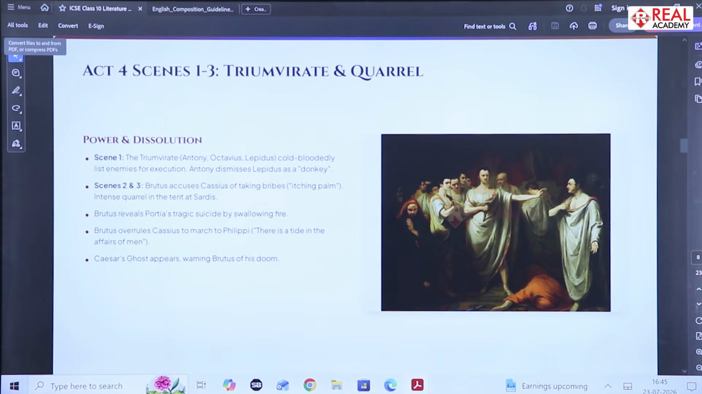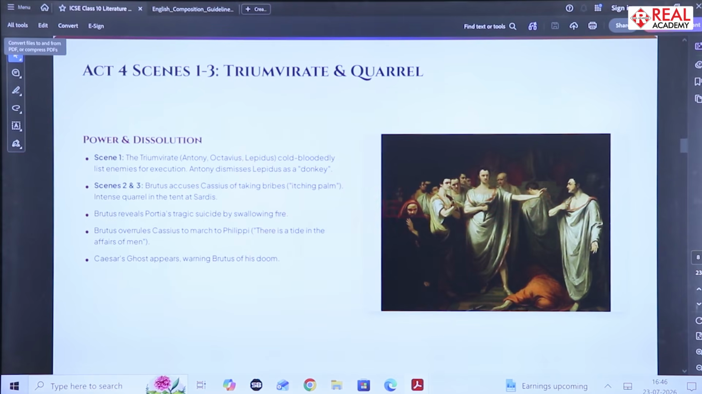Lepidus is then sent to Caesar's house to bring Caesar's will, so that the three rulers can decide whether they should reduce the amount of money promised to the Roman citizens. This reveals that Antony's public concern for the people during his funeral speech was partly a political strategy.